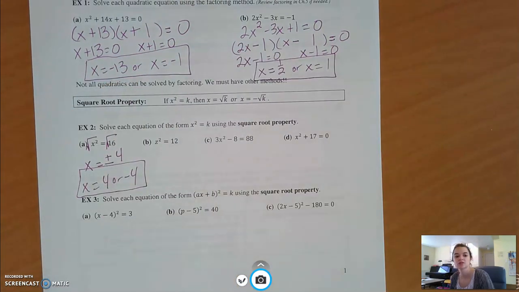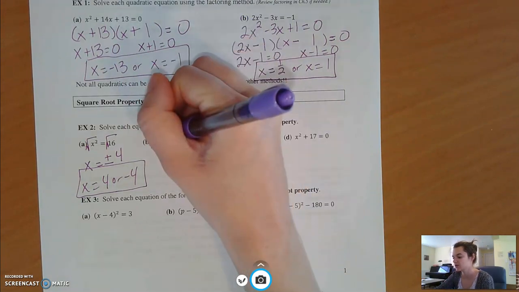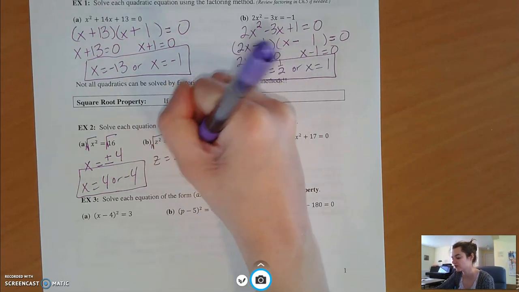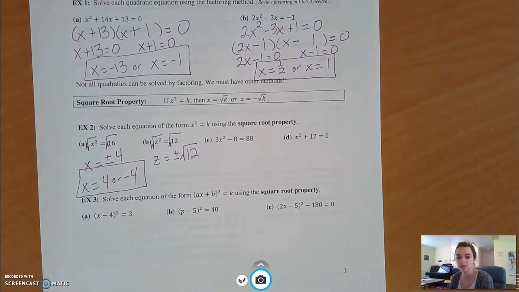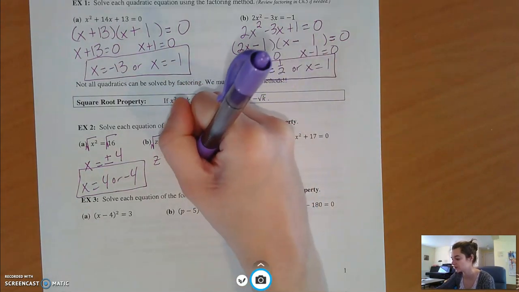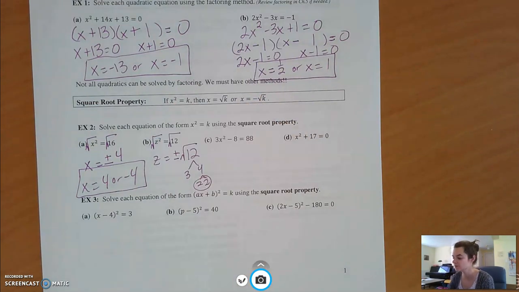Okay. Let's try another one. In B, we have z squared equals 12. So to get z by itself, I'm going to take the square root of both sides. So then I'll have z equals plus or minus the square root of 12. The square root of 12, we know we can simplify that a little bit, so we should. So 12 is 3 times 4, and 4 is 2 times 2. So you can pull out a pair of 2's. So that means that z would be plus or minus 2 square root of 3.